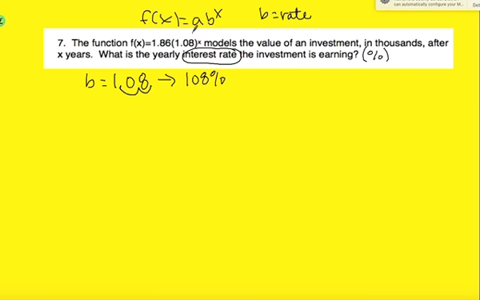But remember, anytime that we're dealing with b, we are always going to be doing something related to 100. So if b is bigger than 100, like 108 is, we're going to do 108 minus 100. When we do that, we get 8%. If by chance b had been less than 100, we would do 100 minus whatever the b is. For this problem, though, because we did 108 minus 100, we got 8%, which means that that's our interest rate.